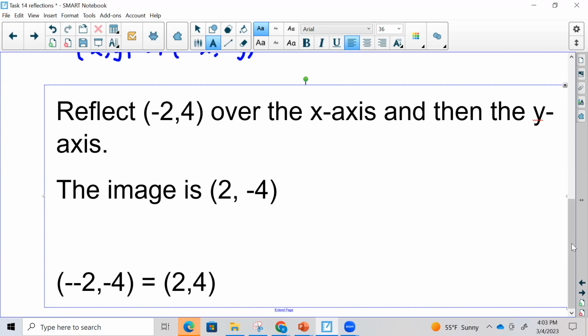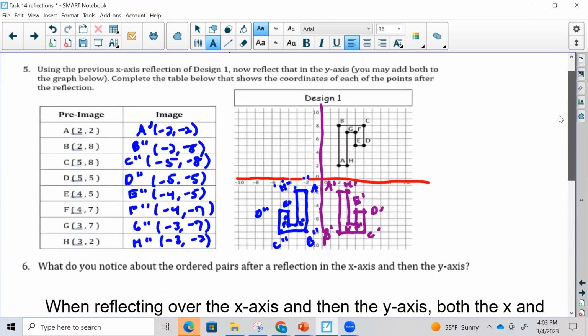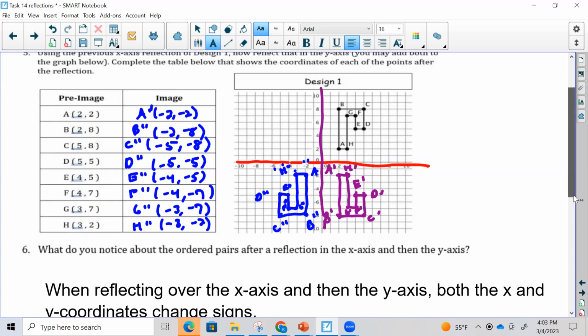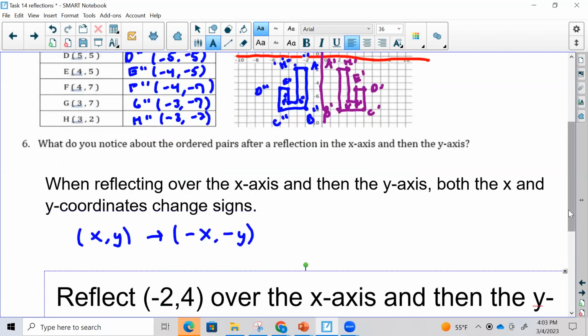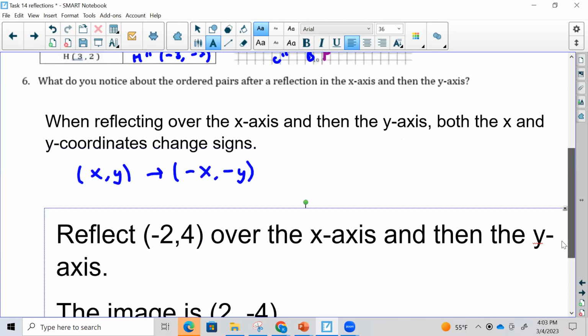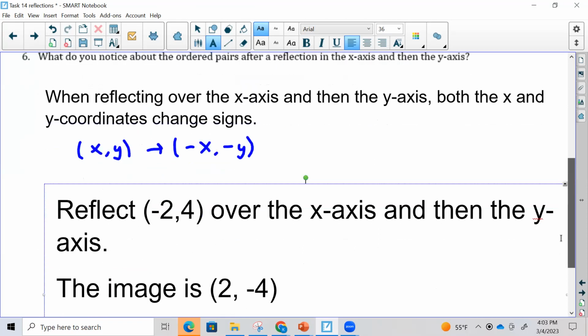And again, you could reflect it. If I started at -2, 4, if I reflected it over the x-axis, 1, 2, it would be here, and so both of them would be positive. And then if I reflected over the y-axis, 1, 2, 3, 4, 1, 2, 3, 4, it would end up here. And so it would be +2, -4. So you're changing the signs on both of them. Okay, it doesn't mean both coordinates are going to be negative. It means you're doing the opposite sign for both of them.